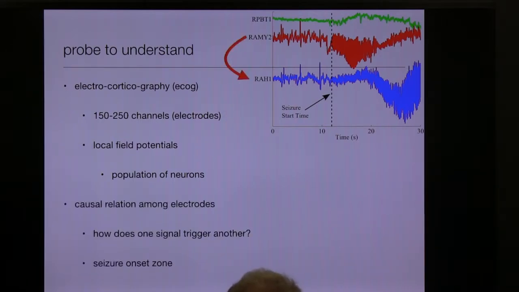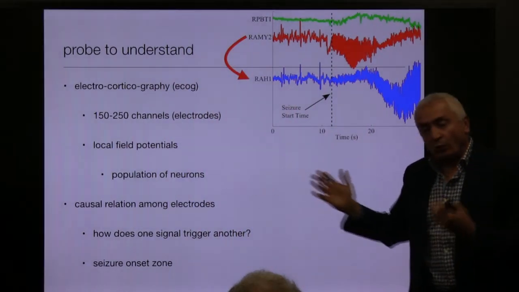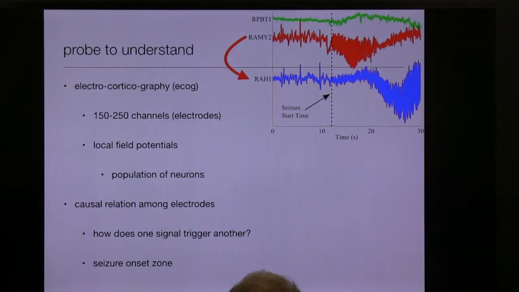And it turns out that this is a reasonably well-posed question. These are all time series, and it can also be turned into asking the question of causality. Which one caused the other one, right? The causality among these electrodes. And this is a very well-posed question.